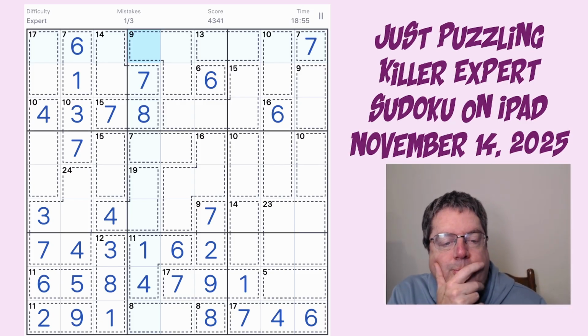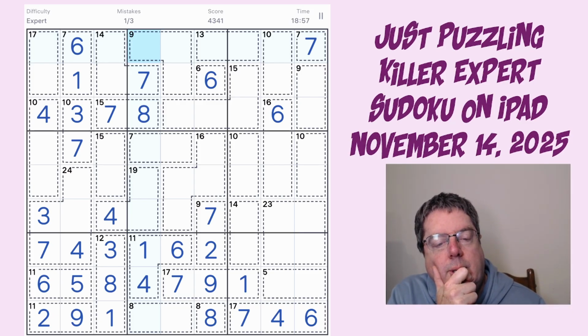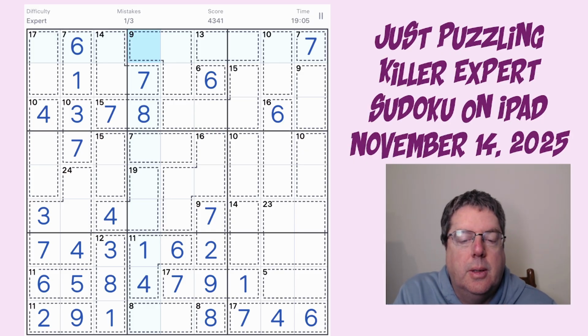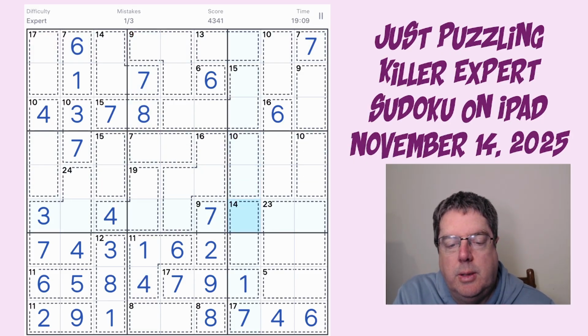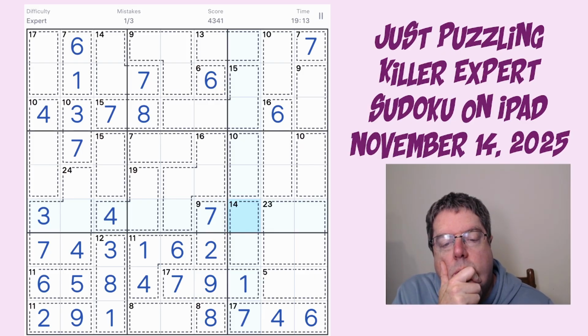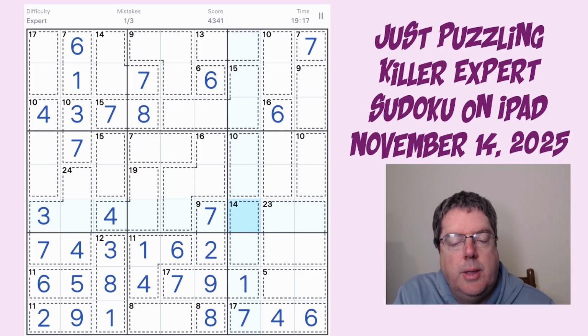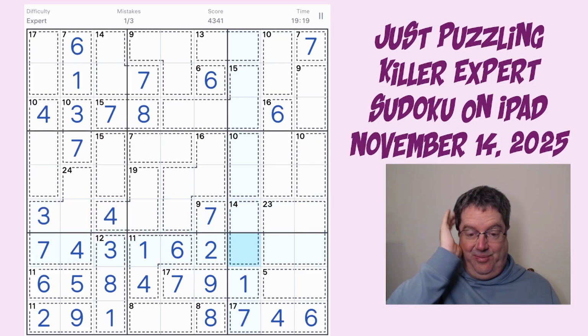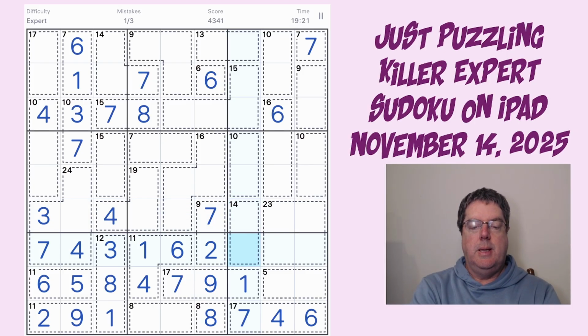So, 9 and 6. 6 comes down here. So 6 is there. Which could be 6 and 8. Oh, bugger me. 1, 7.